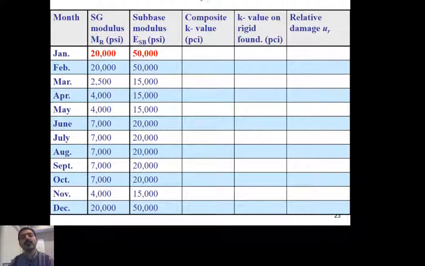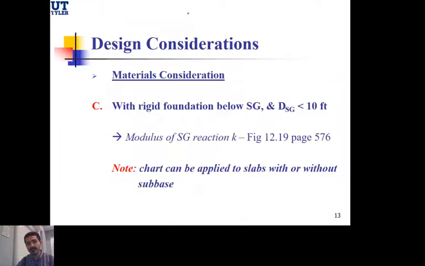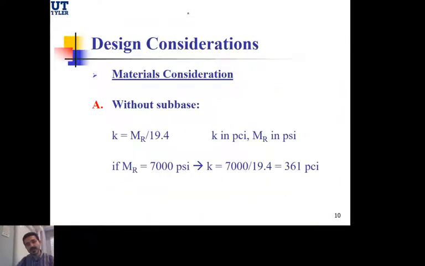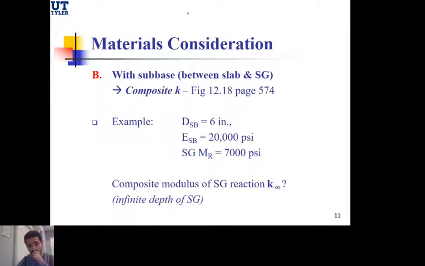All that you will be given is the first 3 columns: the month, the subgrade modulus, and the sub-base modulus also. The sub-base modulus will change by the seasonal variation. So the very first step for this example is to get the composite K value. To get the K value, we need to go all the way back and ask ourselves, do we have a sub-base or not? For this example, we do have a sub-base, so we're going to skip case A and go to case B.